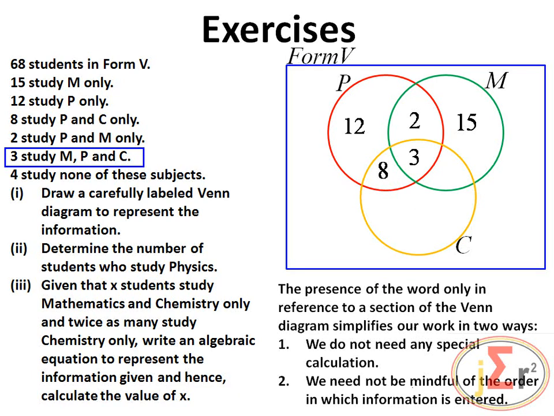Usually we will enter the information in the intersection of the 3 sets first, which is this bit of information would have gone in the Venn diagram before any other. But because of the onlys that we have here, we do not have to exercise any strict adherence to that rule. So 4 study none of these subjects, and the 4 that study none of these subjects will go right there.